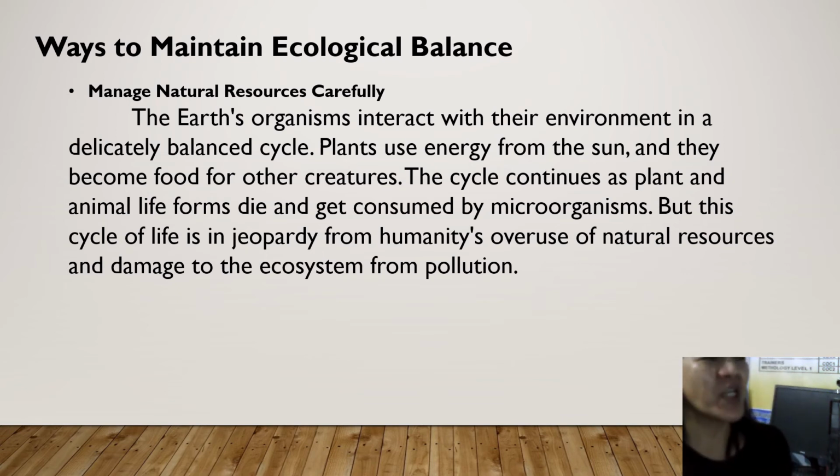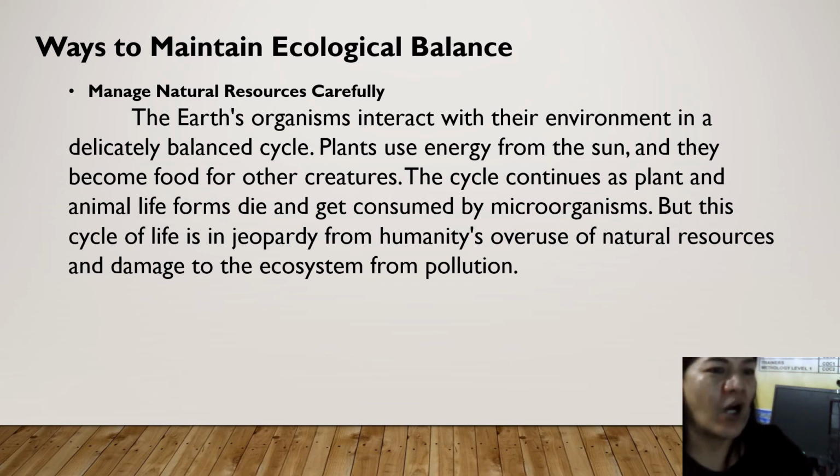Okay, so plants use energy from the sun, and they become food for the other creatures. So the cycle continues as plant and animal life forms die and get consumed by microorganisms. But this cycle of life is in jeopardy from humanity. Humanity's overuse of natural resources and damage to the ecosystem from pollution.